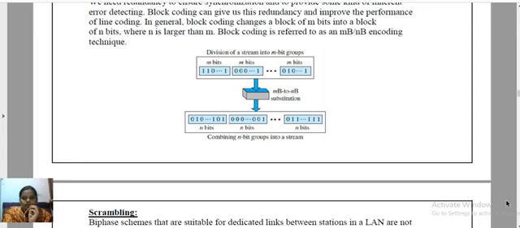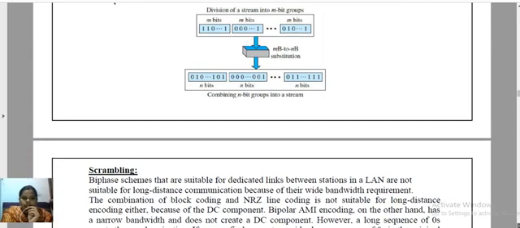So this is the block coding. Line coding means the coding is done bit by bit. In case of block coding, the series of bits is first grouped into small groups of bits, which are called blocks, and each block is encoded to its corresponding encoded bits, and finally they are grouped. Okay, next is scrambling.